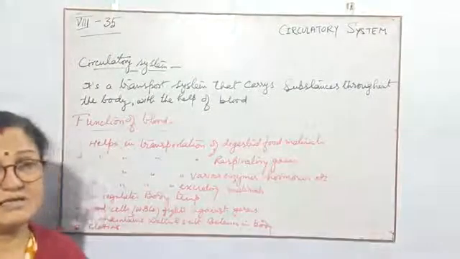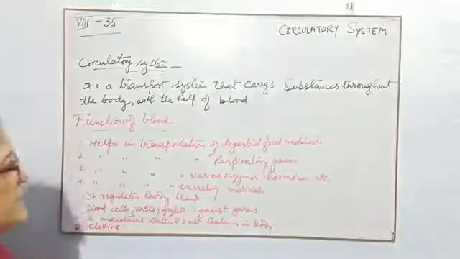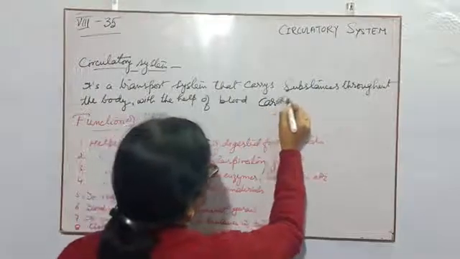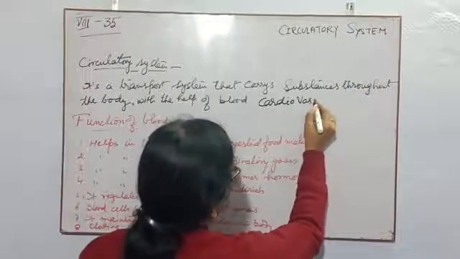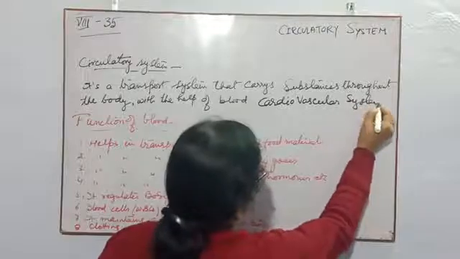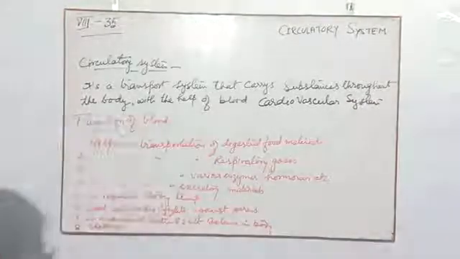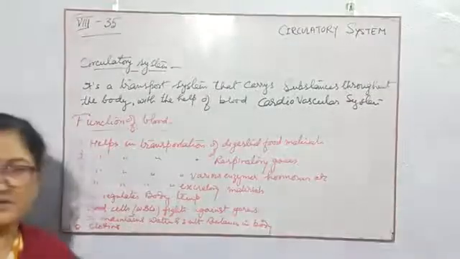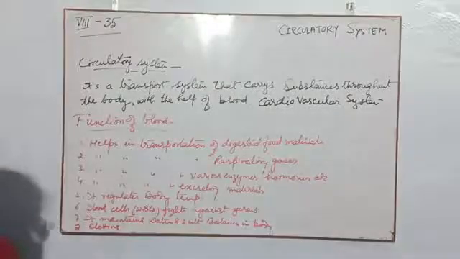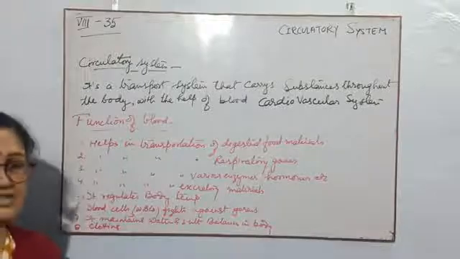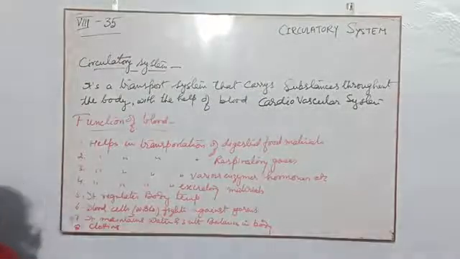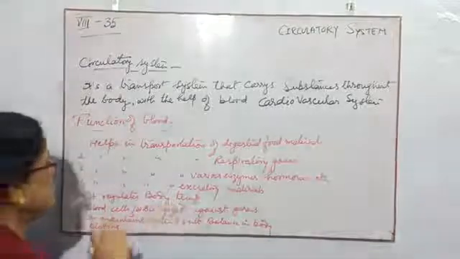This is known as the circulatory system, and that's why another name is given, cardiovascular system. Cardiac word is for heart, vascular word is for vessels. So the cardiovascular system means the system which includes heart and vessels. So this is also termed as the cardiovascular system.